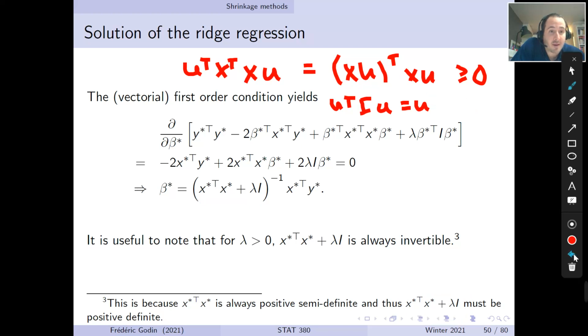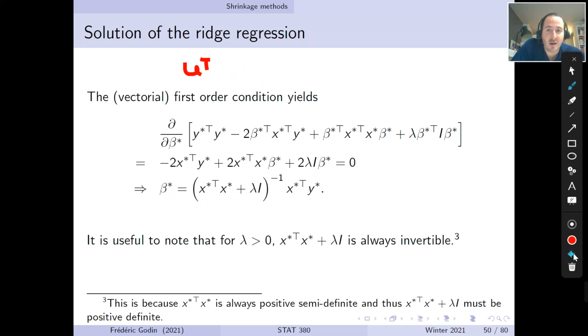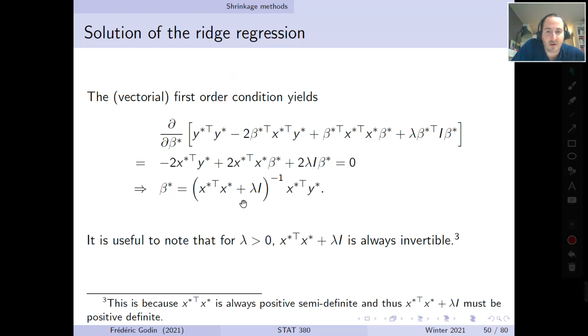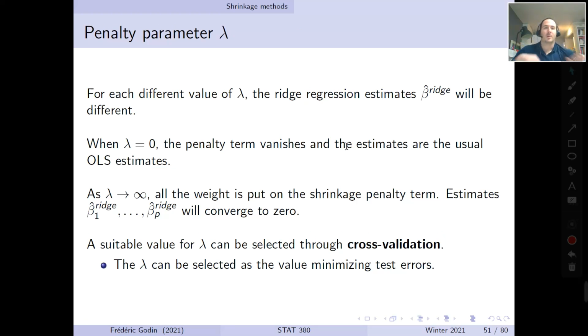We've solved the ridge regression. We found the parameter estimates, which stem from that optimization problem. The solution is known in closed form in terms of the predictor variables and the response. This is the solution. So what are the limiting cases?